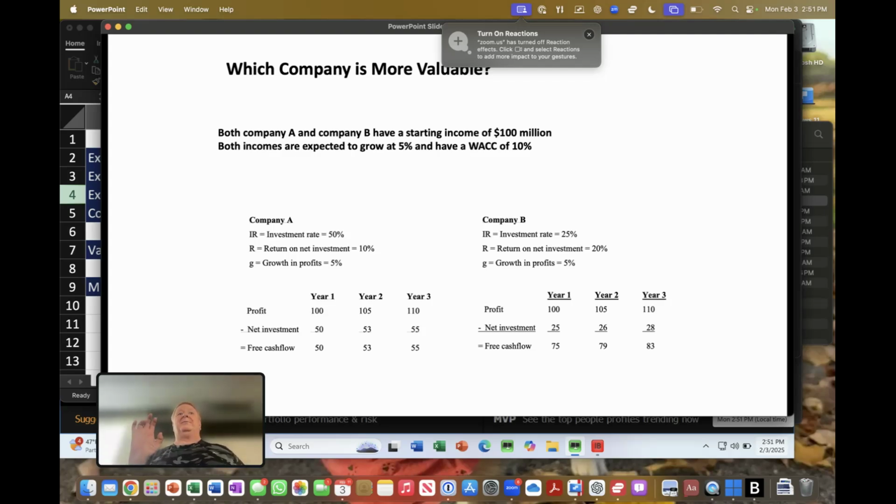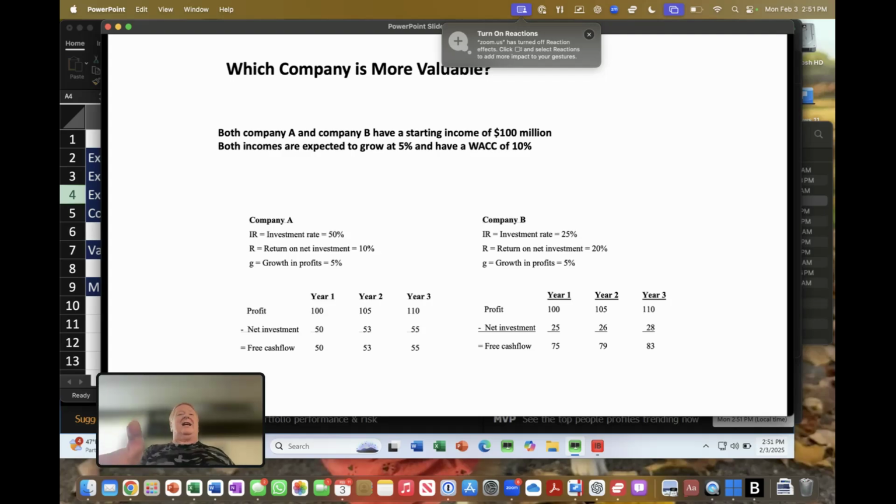Or let's say B reinvested 50, not 25. Well, at a 20% ROI, 50 in reinvestment is 110 in profits. They'd have more profits and therefore more free cash flow. So what I'm showing you mathematically is that ROIC equals free cash flow. Has to be. If you have a higher ROIC, you have to have more free cash flow.